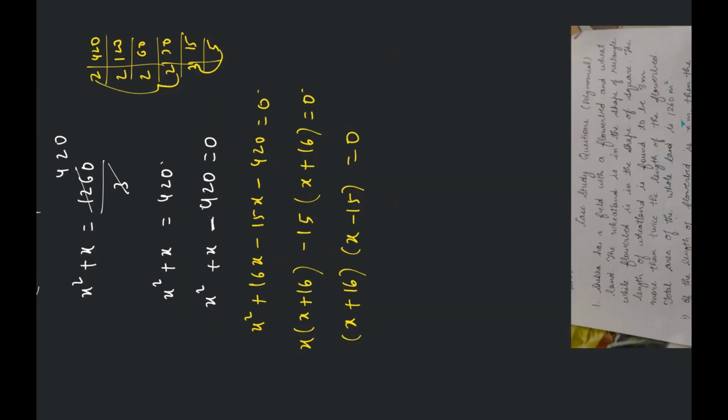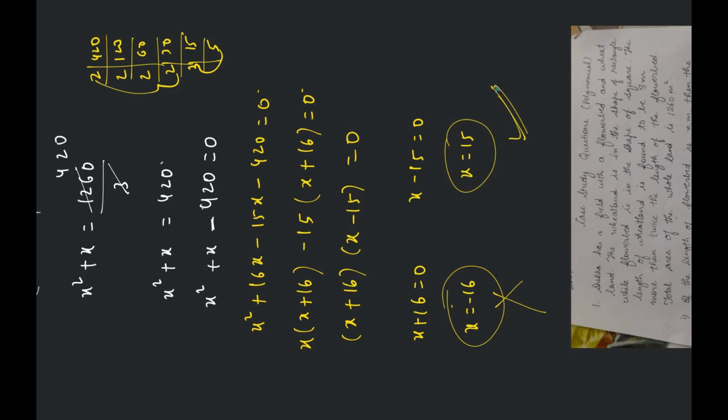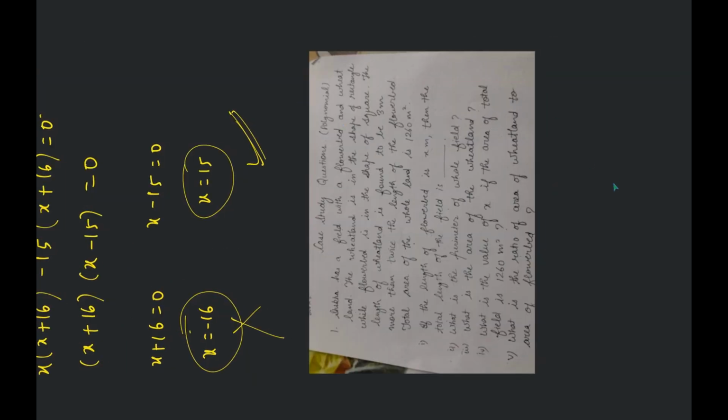You understand? Yes, sir. That is either x plus 16 equals 0, that is x equals minus 16, which is not possible. x minus 15 equals 0, that is x equals 15, it is possible. So the value of x will be 15. You understand? Now, your last part is, what is the ratio of area of wheatland to the area of flower bed?